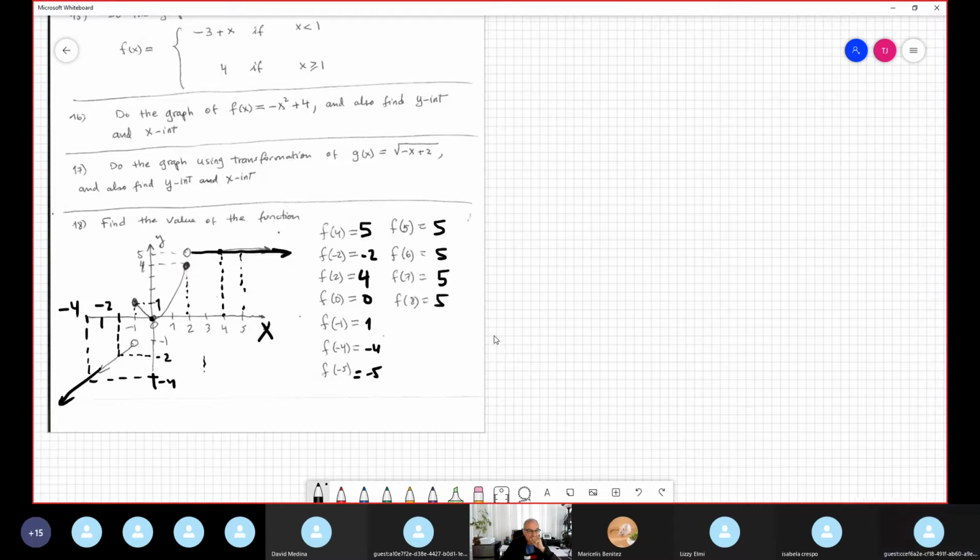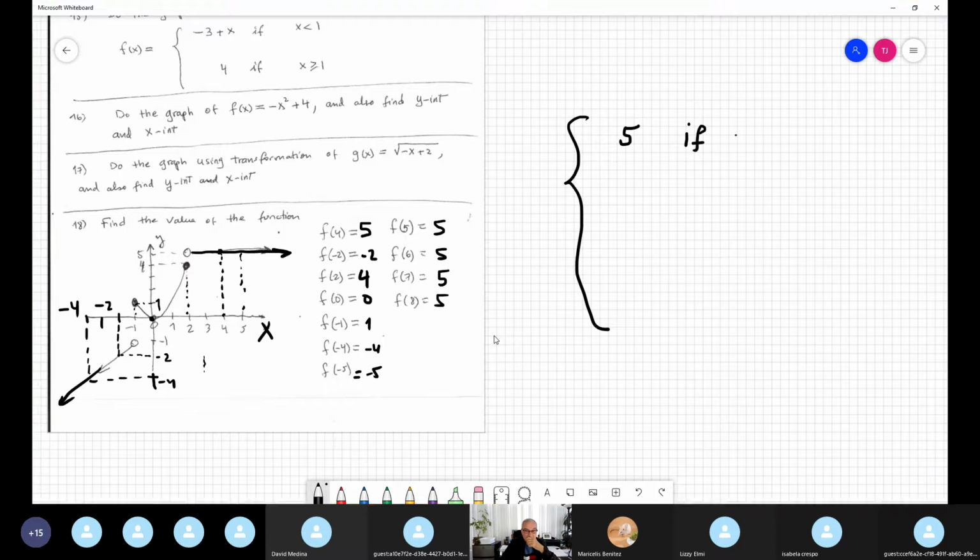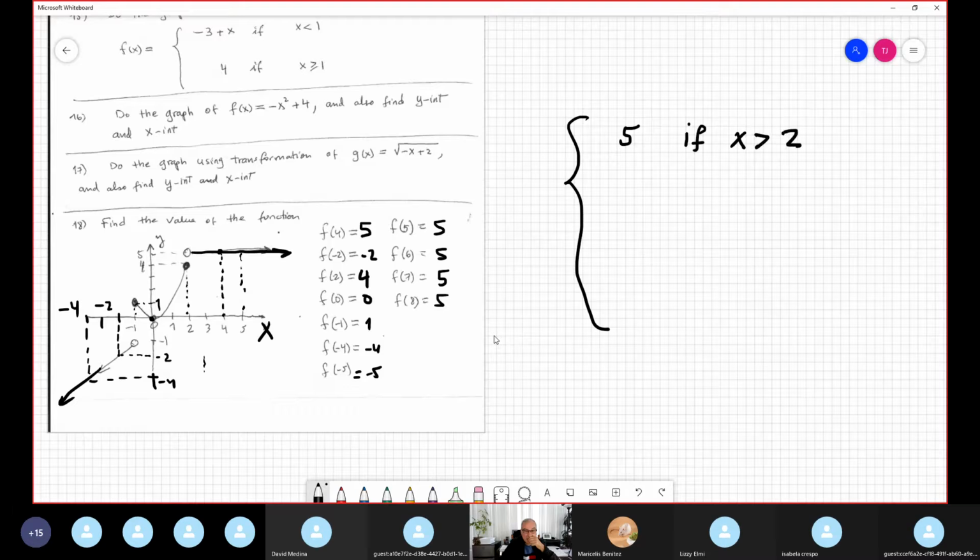See, this is from 2 to infinity. The function, so you try to write the piecewise function. It's a constant, okay, 5, if x is greater than 2, and not include 2. Because any number, 5, 6, 7, 8, can satisfy this condition, greater than 2, the answer is 5. This is the f of x function.